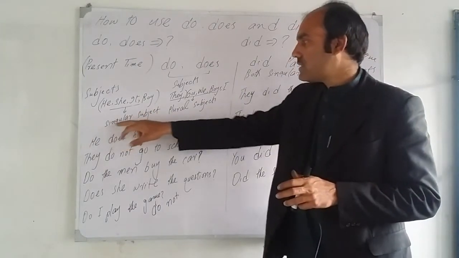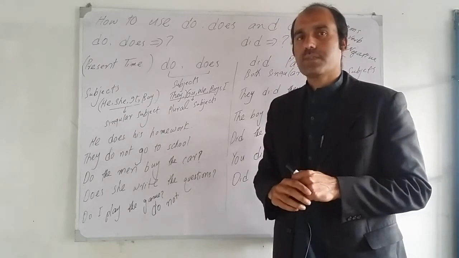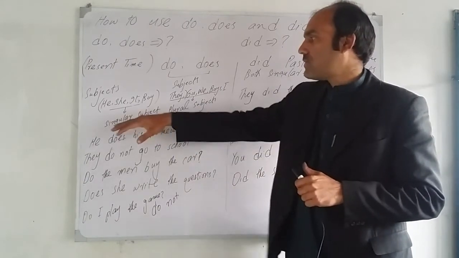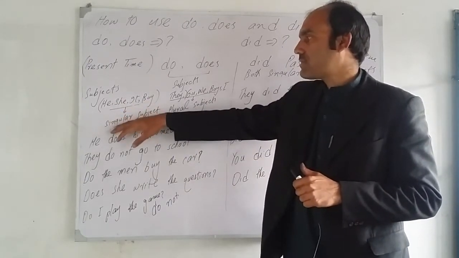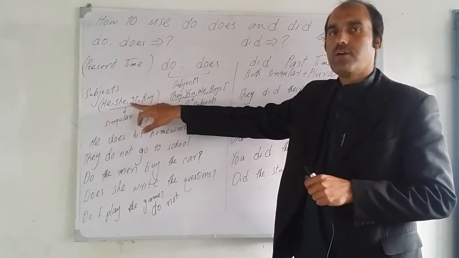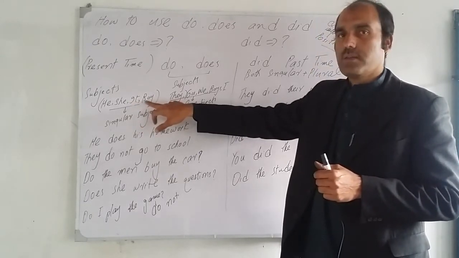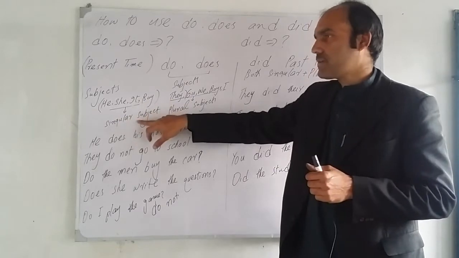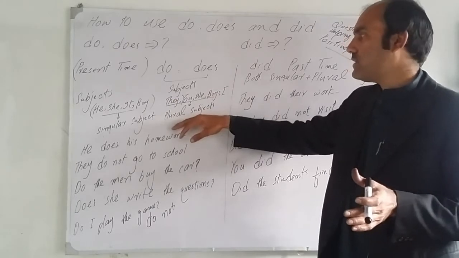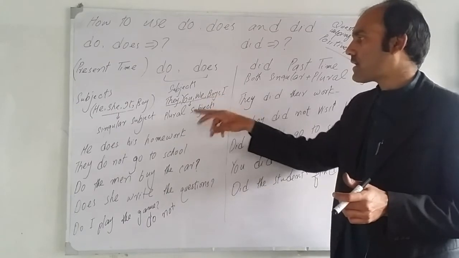Here you can see singular subject. Singular subject means a subject which stands for a single person, or a single thing, or a single noun. On this side you can see these are singular subjects. They are he, she, it. It is used for animals and non-living things, and this one is a singular noun. So these are called singular subjects. You can use does with them, and if you have a plural subject, which you can see, they are they, you, we, boys. They are called plural subjects.